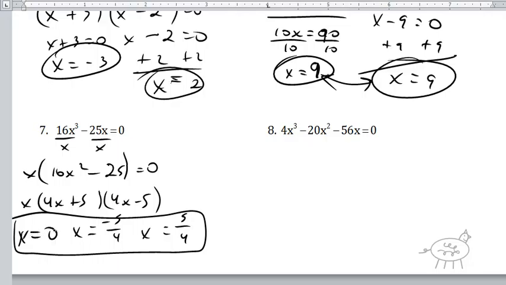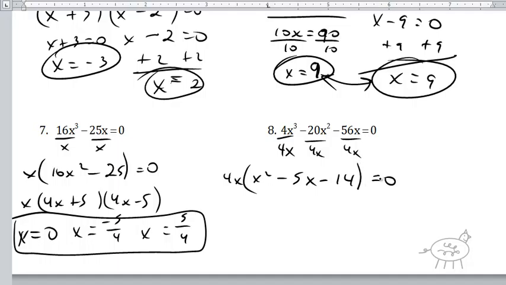Okay, last one. I'm going to take out definitely an x, and then I can also take out a 4, because 4 goes into 56, it goes into 20, it goes into 4. So I'm going to divide all sides by 4x. Okay, so I get x squared. Actually, let me put the 4x in front of it. x squared minus 5x minus 14. Okay, signs stay the same because I'm factoring out a positive 4x.